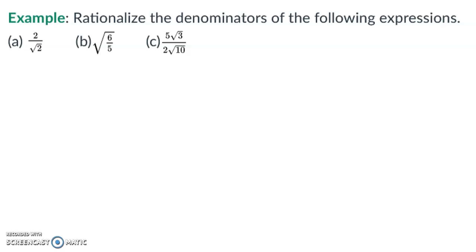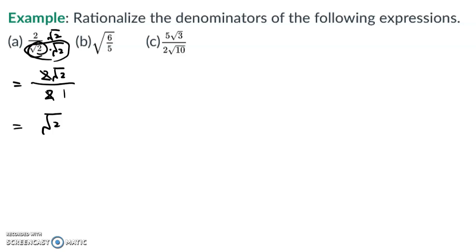Now let's look at 3 more examples. For A, we want to simplify 2 over square root of 2. We need to rationalize this denominator, so we will do the same. Multiply the top and the bottom by square root of 2, so that the bottom becomes square root of 2 times square root of 2, which is 2. The top is 2 square root of 2. So we can cancel out a 2 here. The answer is square root of 2 over basically 1, which is square root of 2.